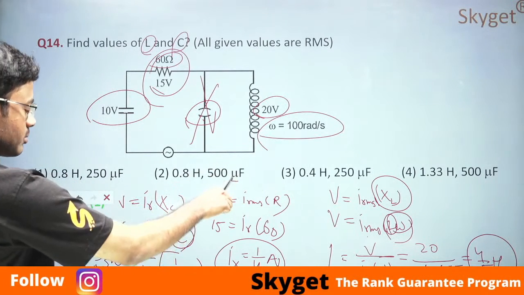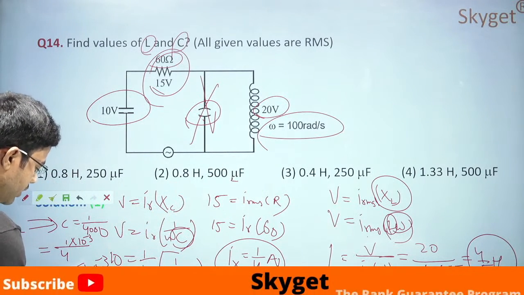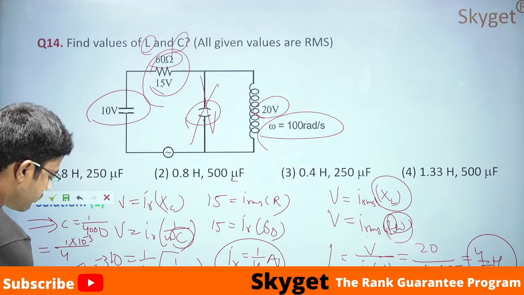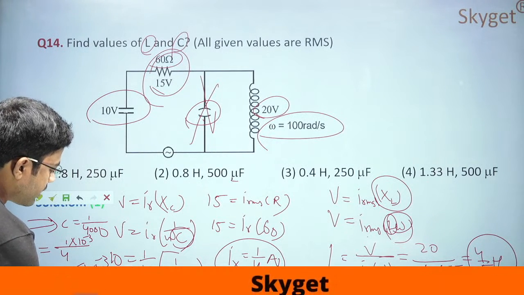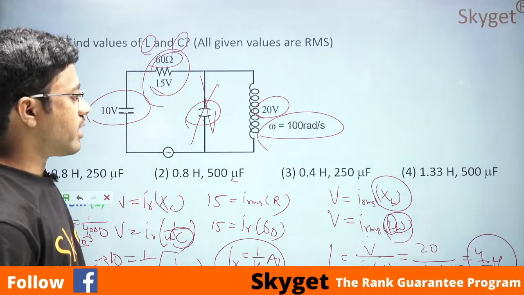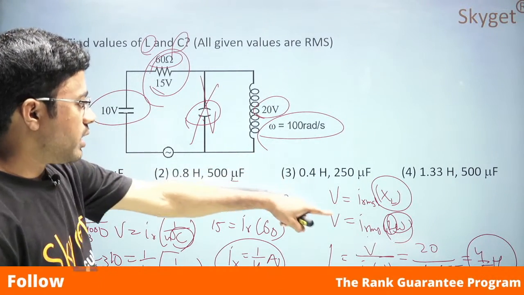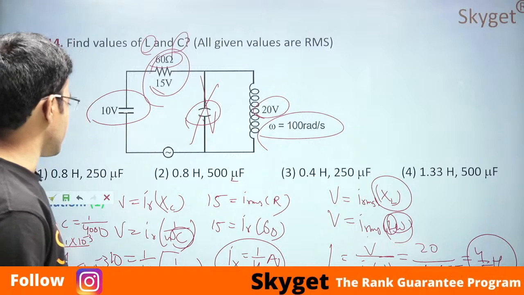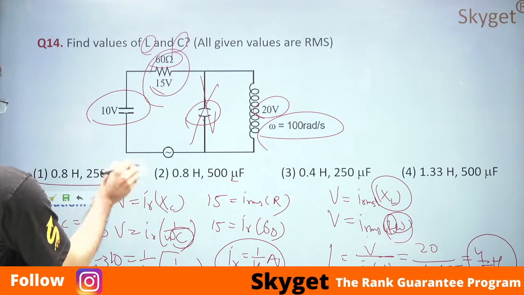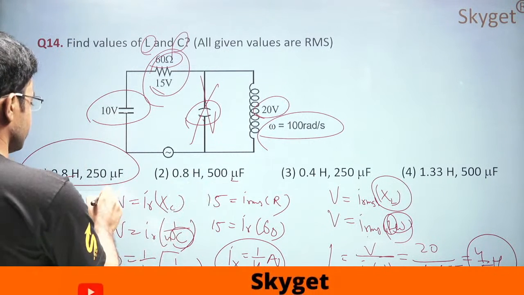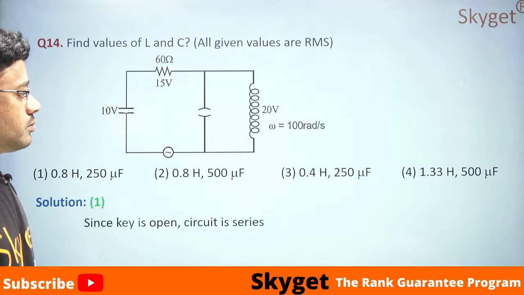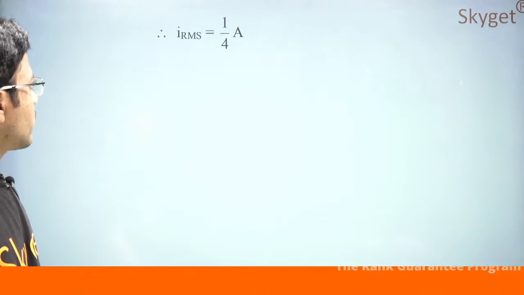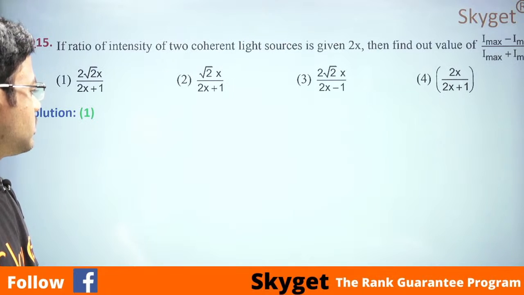Now you have to convert in terms of micro. So what happens, you have to shift 3 points, so it becomes 250 into 10 to the power of minus 6, that is 250 microfarad. So 250 microfarad, and inductance is 4 by 5, that is 0.8. So it is option 1 here. So that is what we have done in this problem.